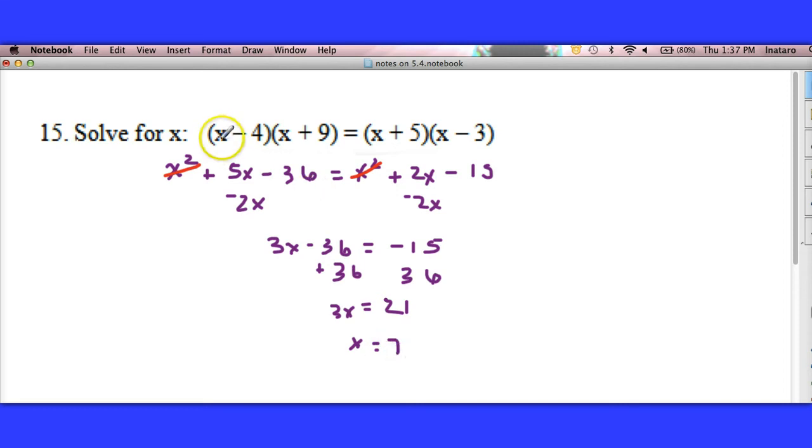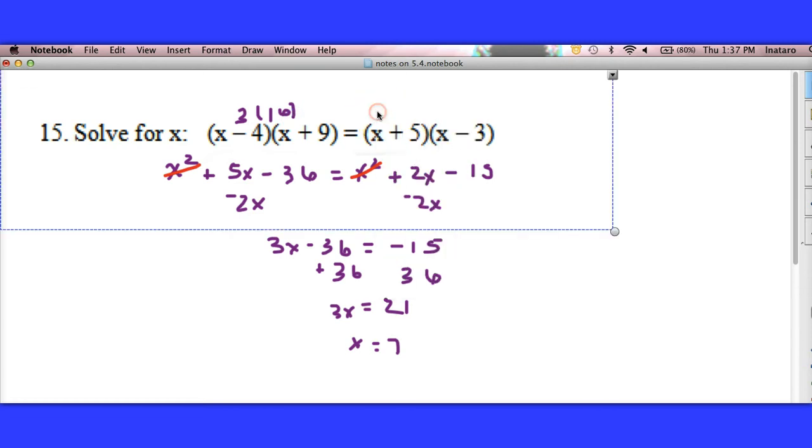And you can very easily go back through and check to make sure your solution is right by substituting 7 back into the original expression up here. 7 minus 4 would be 3. 7 plus 9 would be 16. So on the left side, when we multiply those together, we'd have 48.